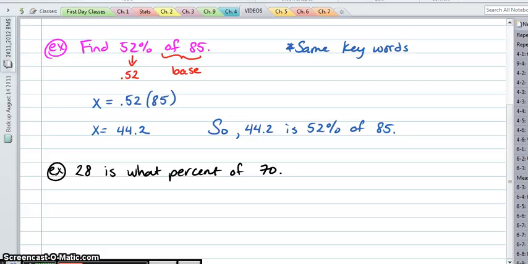But again, let's see how to set this up using the percent equation. So 28 is what percent? So we don't know that piece. That will be our variable x of 70. That is our base. So we are given the part.